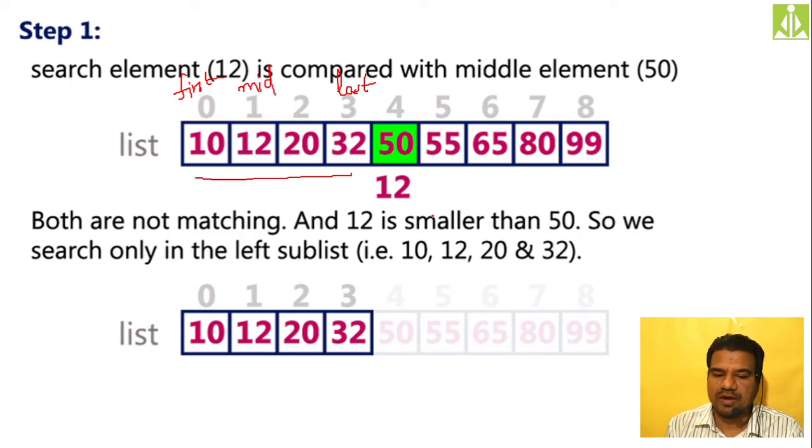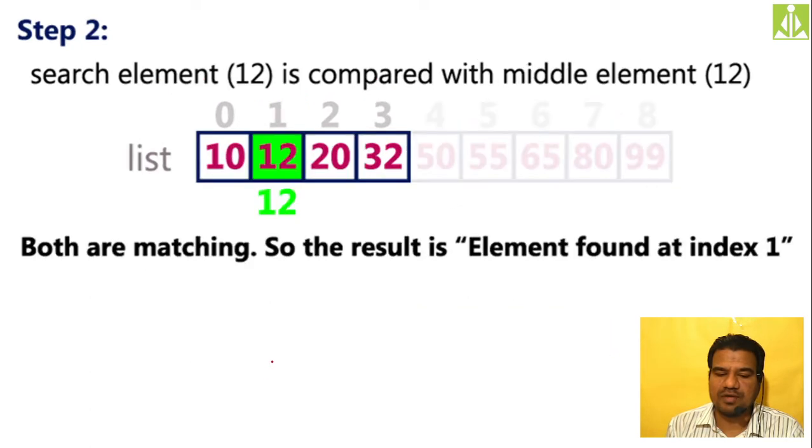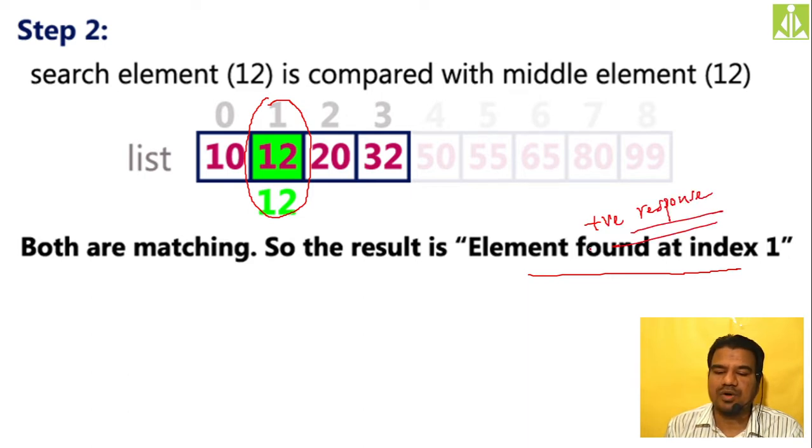So immediately we have to do the comparison between 12 and 12. So that we are doing over here, and as 12 is matching with 12, we are printing that we found the element. Element found at index 1, like that we are printing our positive response. This is your positive response. Hopefully you understood.